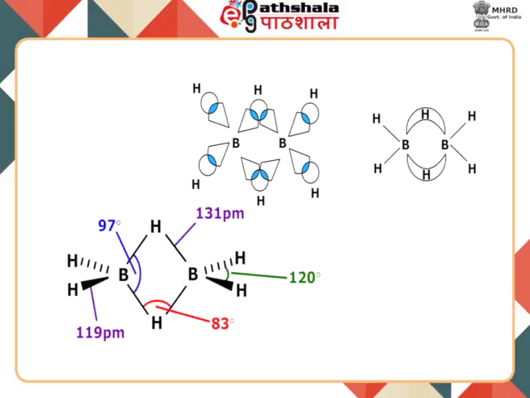Here you can see that there are 2 kinds of hydrogens. 4 of the hydrogens are the terminal hydrogens and 2 of the hydrogens are the bridging hydrogens. It is also clear from the bond lengths and the bond angles formed by these BHB bonds.